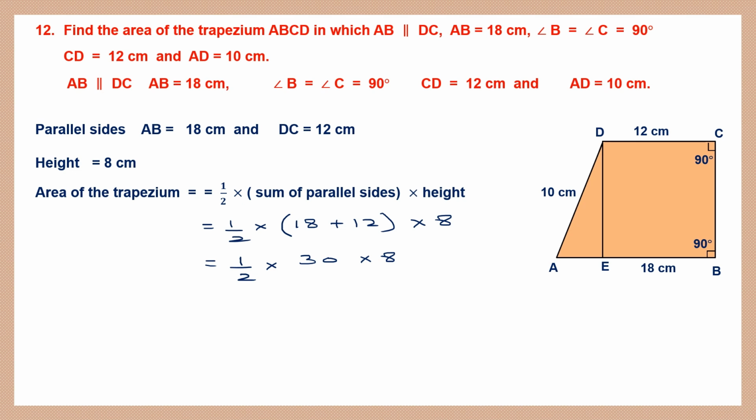So here we can cancel 2 and 30, 15, and 15 into 8 is 120. So we have found the area of the trapezium, and that is 120 centimeters square. So this is our final answer.